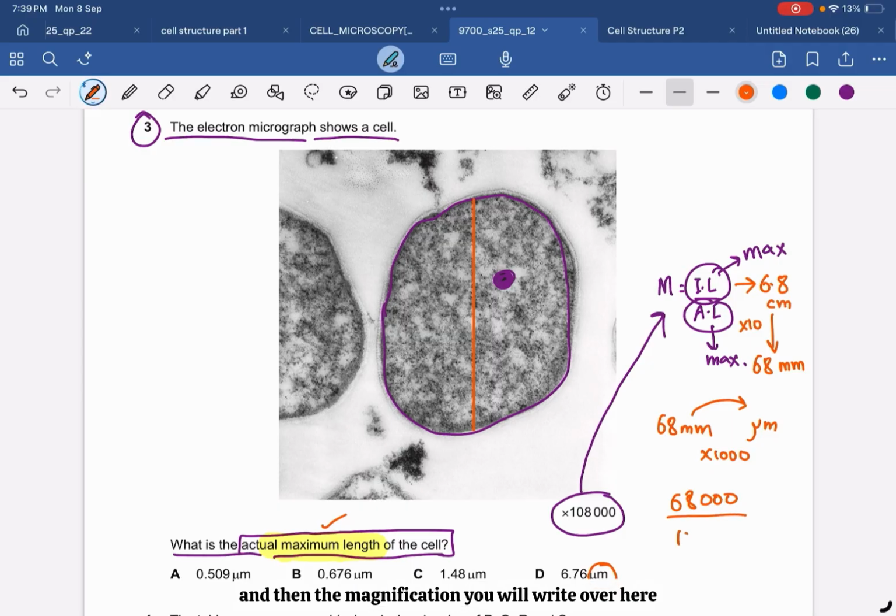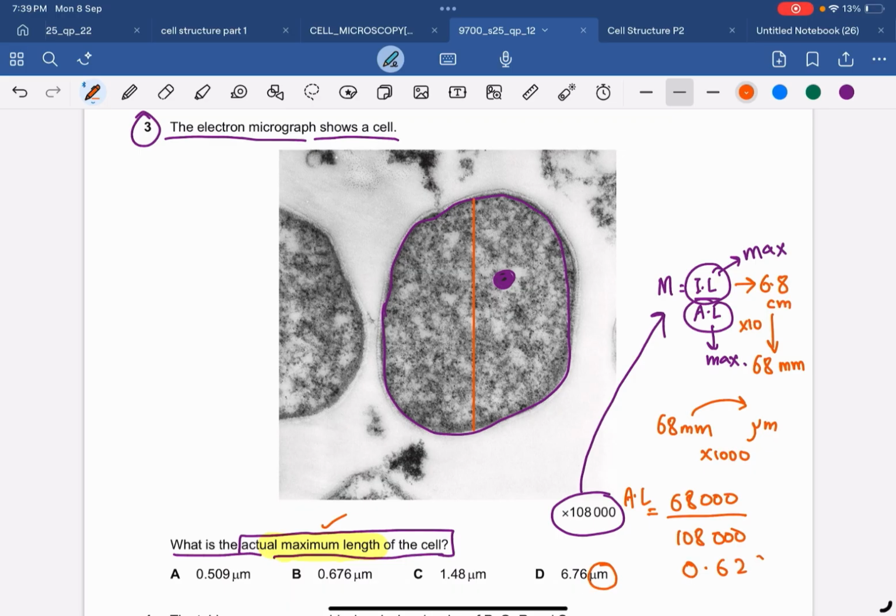And then you will write the magnification over here, and you will make the actual length the subject, and then you are going to divide these values, whatever answer you are getting. Let me try it out to see if I get a similar answer. My answer is coming to be about 0.629, right, which is most closely over here 0.676, right?